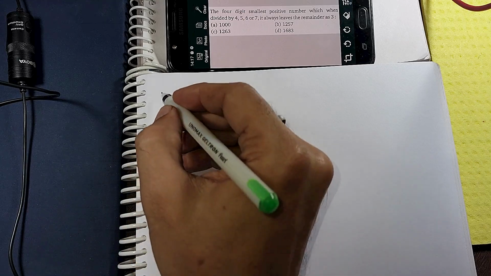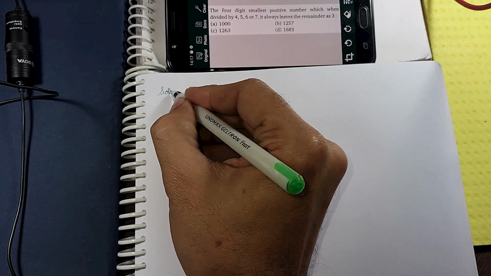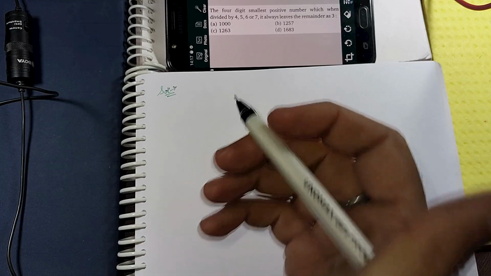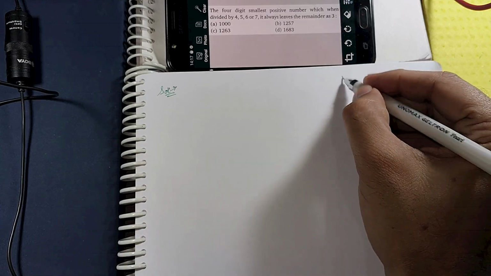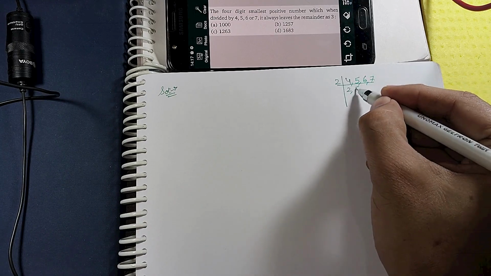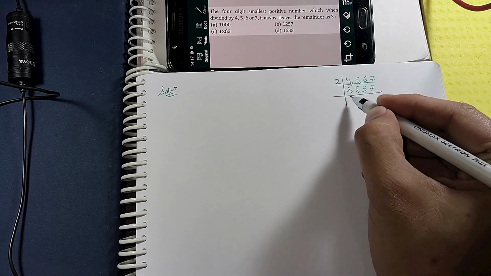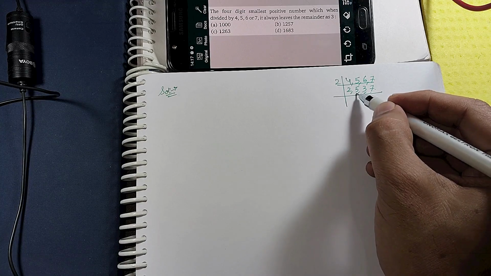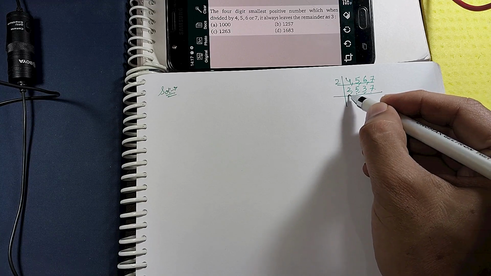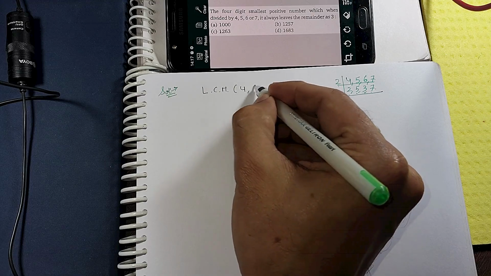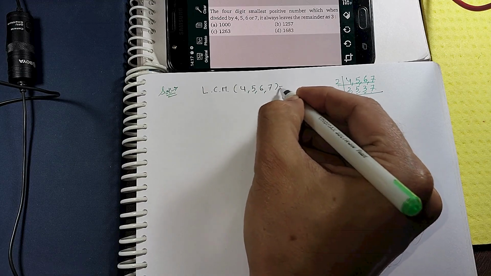The 4-digit smallest positive number which, when divided by 4, 5, 6 or 7, always leaves a remainder of 3. So how do we find this? First of all we will calculate the LCM of 4, 5, 6, 7. So 2, 2, 3, 7. Now 2, 5, 3, 7 are prime numbers, so 7 times 3 is 21, 21 times 5 is 105, 105 times 2 is 210, and this is 420. So the LCM of 4, 5, 6, 7 is 420.